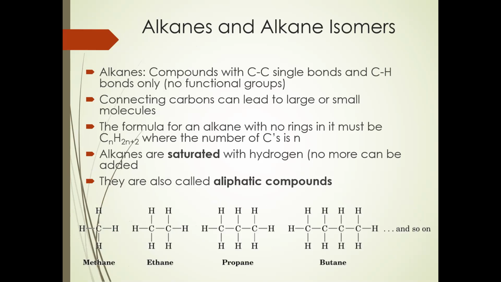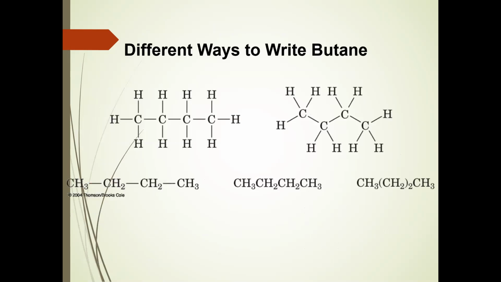Alkanes and alkane isomers. Alkanes are compounds with C single bond C and C-H bonds only, which are also formed from no functional groups. Connecting carbons can lead to large or small molecules. The formula for an alkane with no rings in it must be CnH2n+2, where the number of C's is n. Alkanes are saturated with hydrogen, no more can be added. They are also called aliphatic compounds. Different ways to write butane.